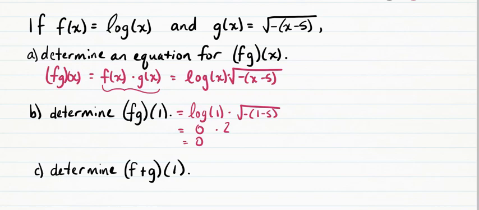So again, here, if we want to determine f plus g of 1, if we have a combined function already written out, we could use that combined function just as we did in part B. Or another option is to rewrite this as f of 1 plus g of 1, in which case we know f of 1 is log 1, and g of 1 is what we had just determined here. If we substituted 1 into the function g, we got 2. Log 1 is 0 plus 2 gives us a result of 2.